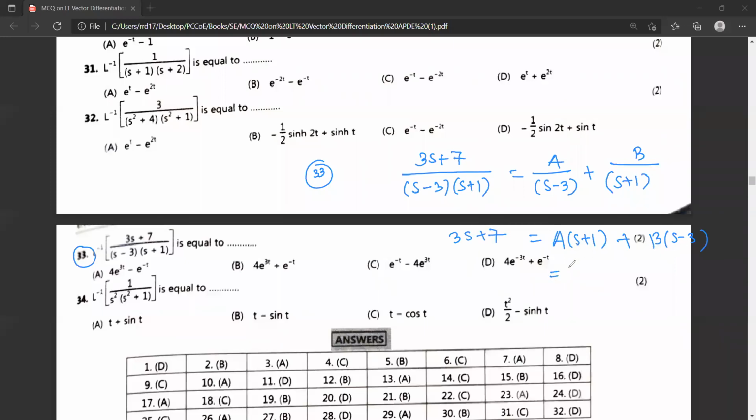This term is 0. So 4A equals, see what you get. We put 3, so 9 plus 7 that is 16. So A is equal to 4. And if we put -1, then B is equal to -1, right? So put here 4 upon (s minus 3) minus 1 upon (s plus 1). If you apply the inverse on it, what are we going to get? 4 into e³ᵗ minus 1 into e⁻ᵗ. So which answer is correct? Option A. Clear?